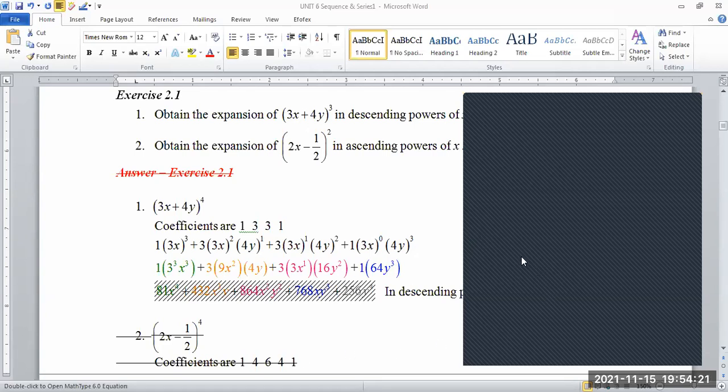Yes, sir. 108x squared y. And 16 times 3 is 144. Say it again, 144? Yes, sir. And that's x y squared. And that's 64y cubed.